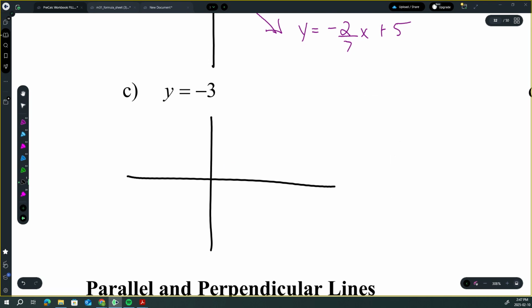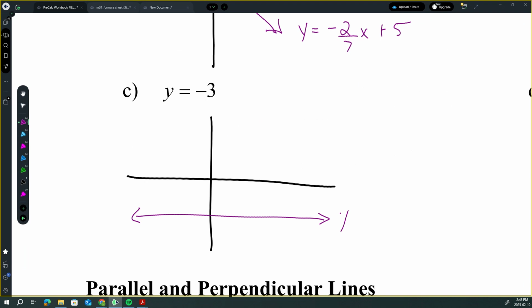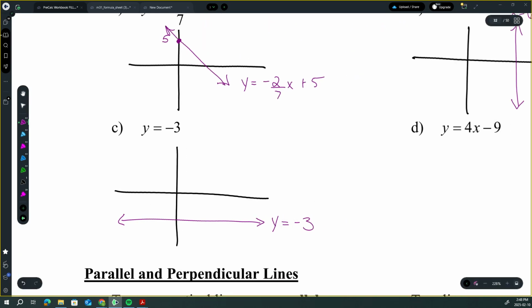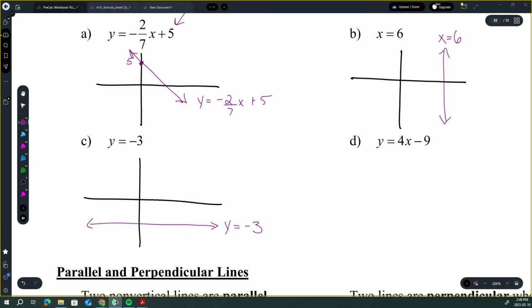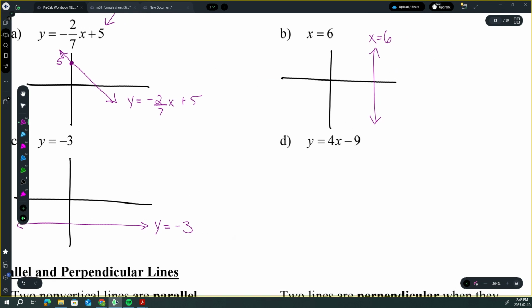With y is equal to -3, that's just going to be a horizontal line below the x-axis. Again, I'm trying to draw as straight as possible, but ideally you'd have a ruler doing this. And then making sure to label your graph. Y is equal to -3.